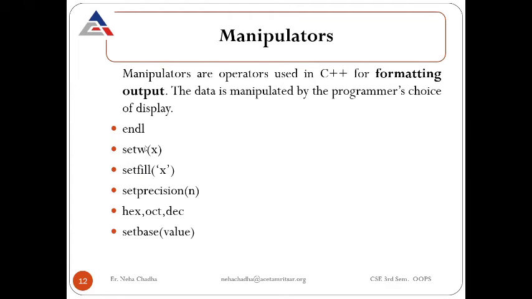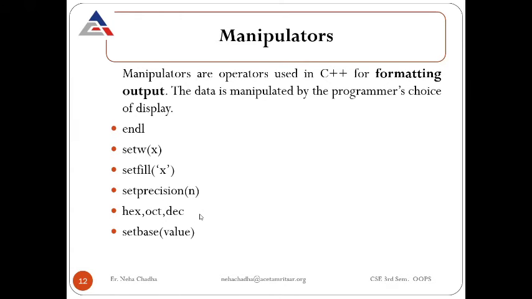There are the following types of manipulators. endl, I have used endl so many times; when you have to go to the next line, you will use endl. Then setw, set width, where w stands for width and some value x is assigned. Then setfill. Setfill, when you want to pair some special character along with your output, you will use setfill. In single quotes, you give that character, whatsoever you want to pair along with your output.